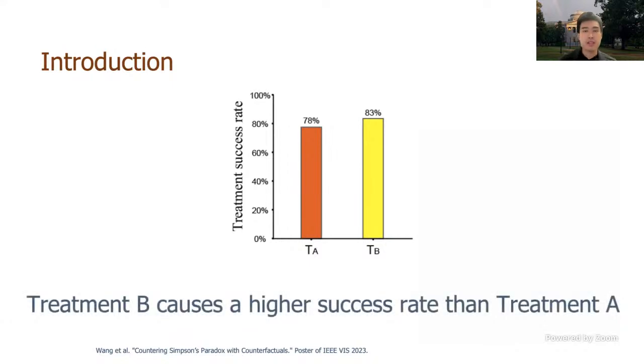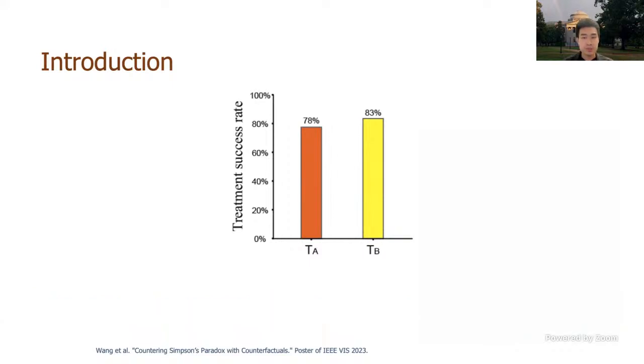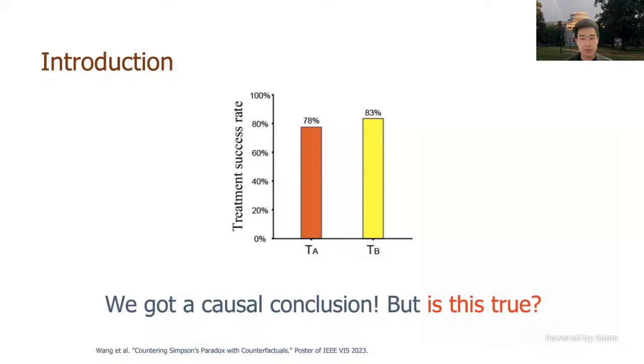Very simply, we can say treatment B causes a higher success rate than treatment A. When people look at the chart, it hints that we should use treatment B because it caused a better outcome in terms of the success rate. So this is how we got a causal conclusion from a simple visualization. But it may not necessarily be true, since visualization only shows correlation.